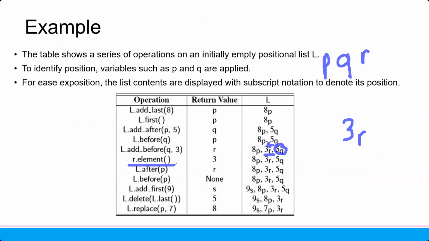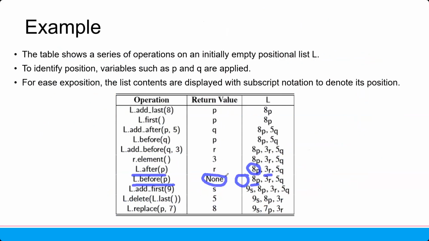I want to know the element of position R. The position R means, okay, the element is 3. I want to know what is after P. After P, it is R. I want to know what is before P. Before P means nothing. So it is none.